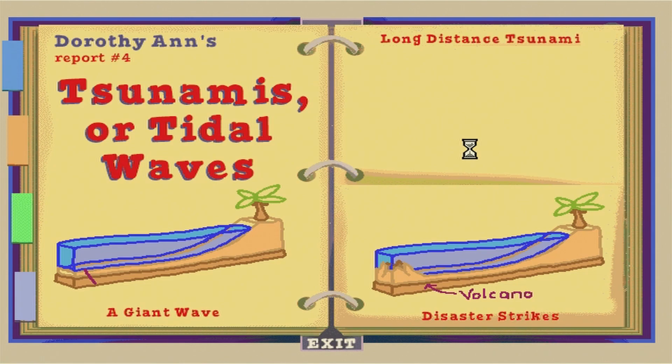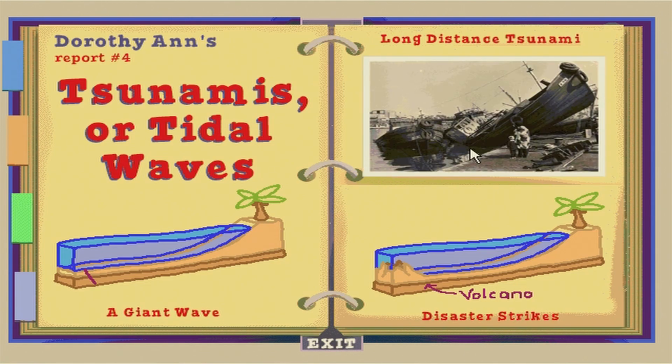Long-distance tsunami. In 1964, there was a huge earthquake in Alaska. Enormous tsunamis caused by the quake destroyed towns along the Alaskan coast. Because the oceans are so big, there is time to warn people before the tsunami can get across the ocean.